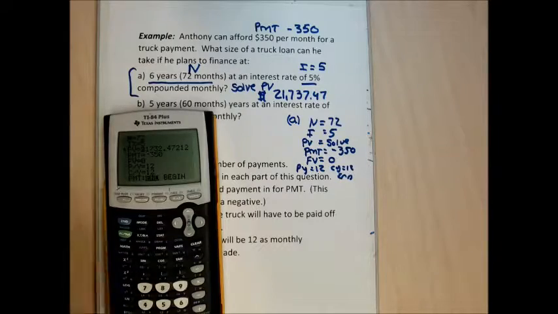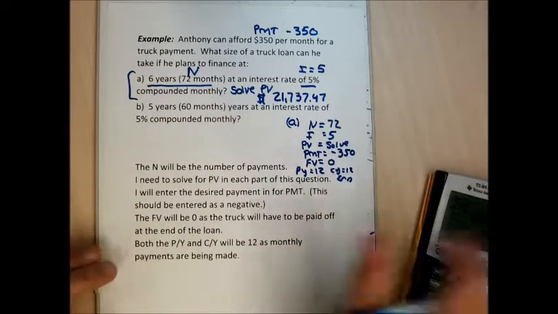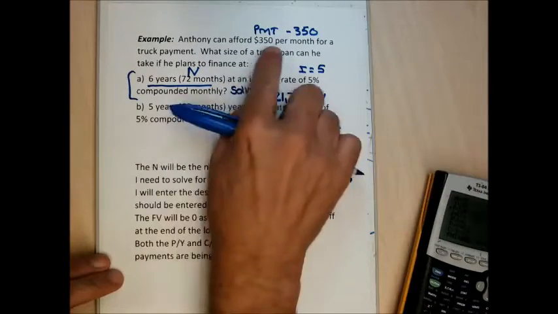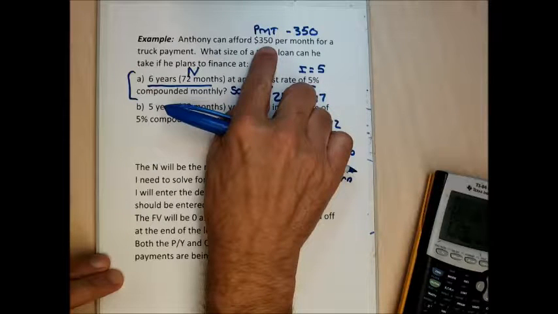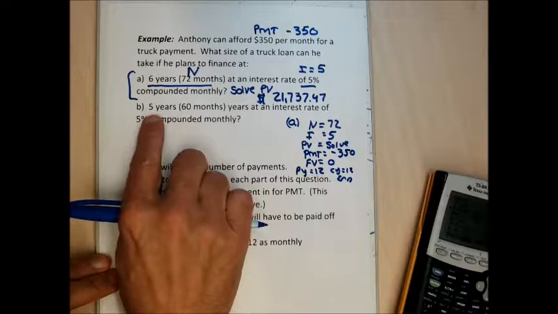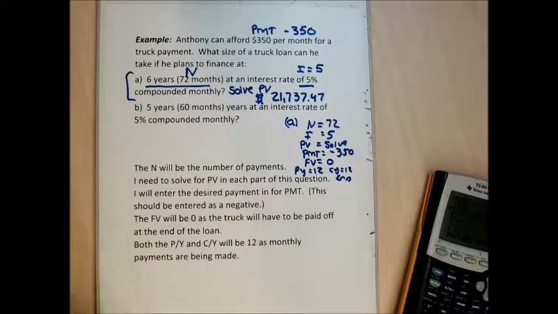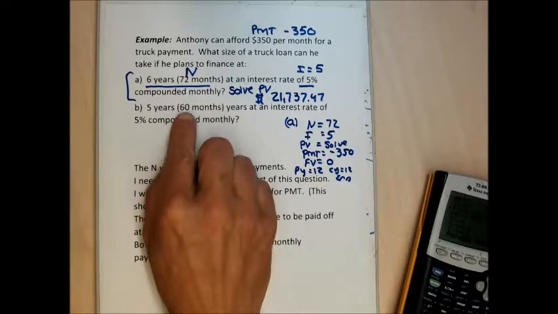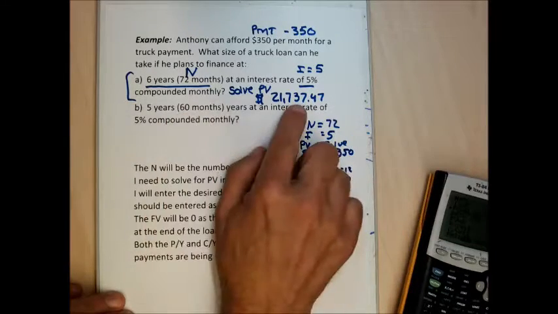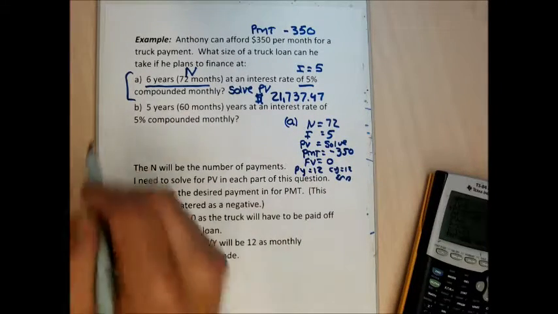Let me do part B. Same question, he still wants to buy a car. His payment's going to be $350 per month. But now let's say he can finance for 5 years or 60 months instead of 6 years. Well, of course, if you're going to finance for shorter, your loan amount has to be less. So let's do part B here.